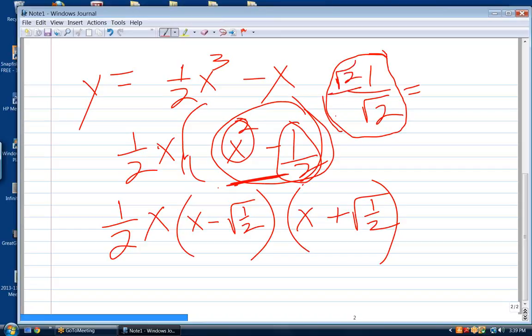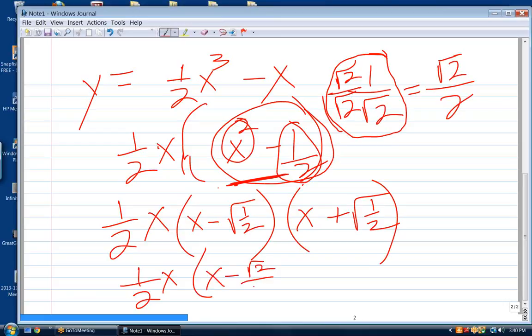Well, I can't do that, but I can multiply any fraction by the number 1. And square root of 2 over square root of 2 is the number 1, so this ends up being square root of 2 over 2. And that's a much better answer. So our factors end up being 1/2 x times x minus square root of 2 over 2 times x plus square root of 2 over 2.